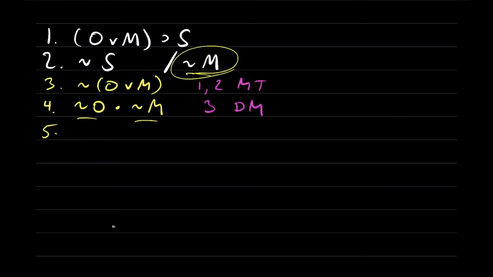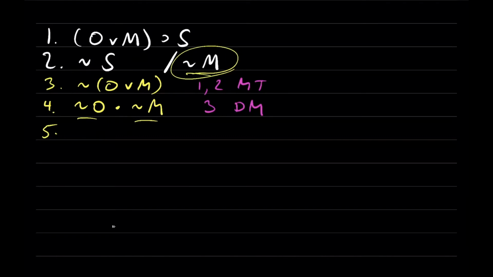Two steps are going to be necessary to do that. I think you can see that line 4 is a conjunction. Two things are the case, not O and not M. And if both of those are the case, obviously one of them would have to be true. Not M would have to be true. But in order to use simplification, not M has to be on the left side of that conjunction. So we need to rewrite this conjunction, switching the order of the two conjuncts.